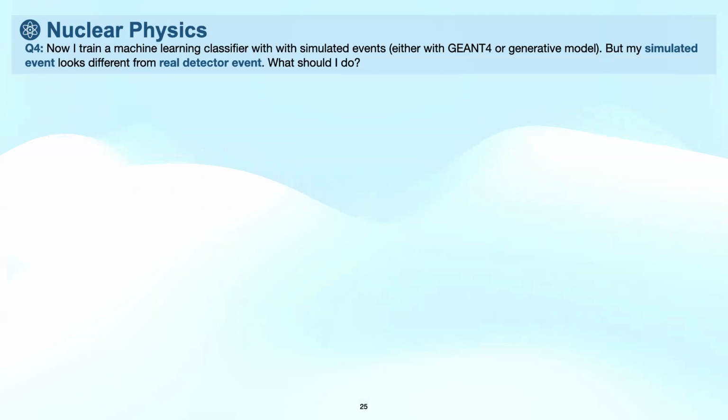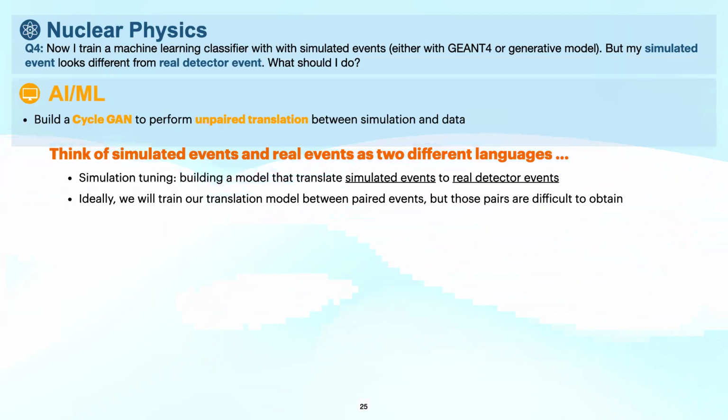So question 4 is, okay, now I train my machine learning model with simulated events, for example from a Geant4 simulation, or from my generative model, the one that I described. But my simulated events still look different. They are still not exactly the same as the actual real detector events I collected from my detector. So in this case, what should I do? There are actually 2 ways to solve this problem.